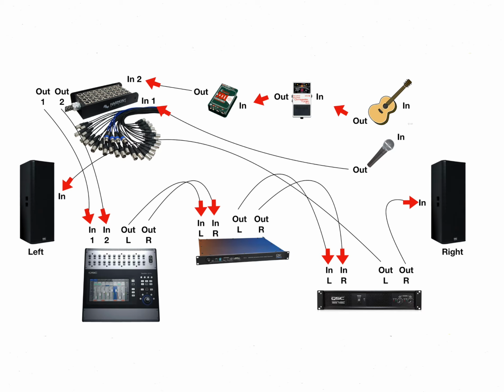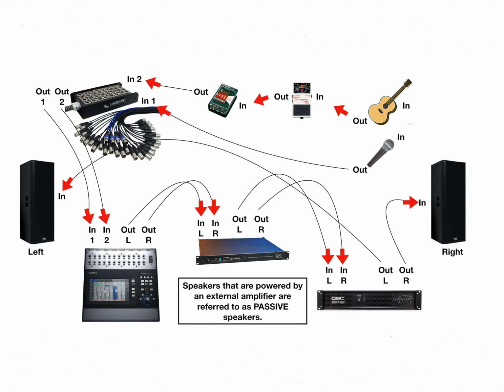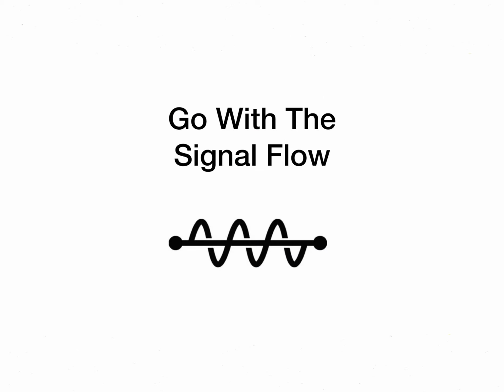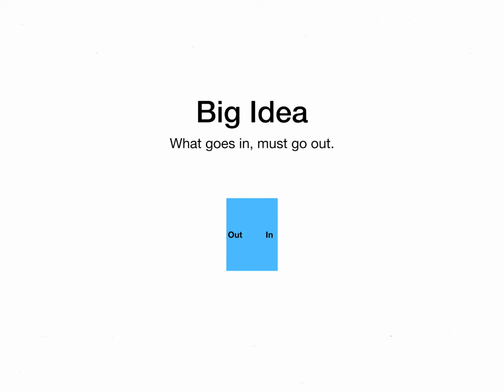Now these particular speakers don't have amplifiers inside them. The amplifier, as we see in our diagram, is an external one. Speakers that are powered by an external amplifier are referred to as passive speakers. And there you have it with signal flow. Just remember the big idea. What goes in must go out. And you'll be able to hook up anything or troubleshoot anything.